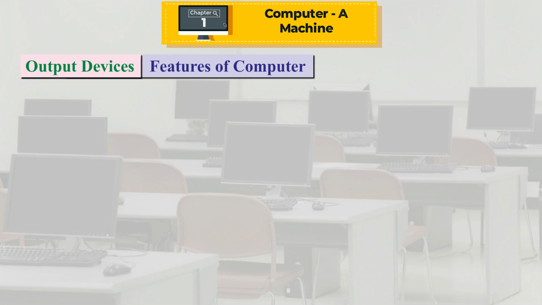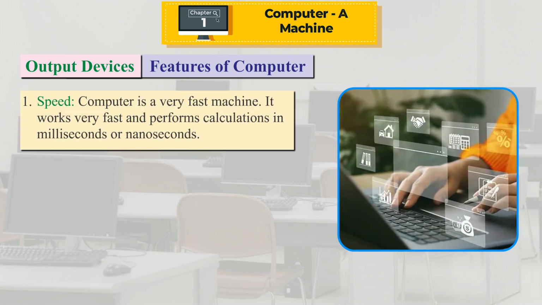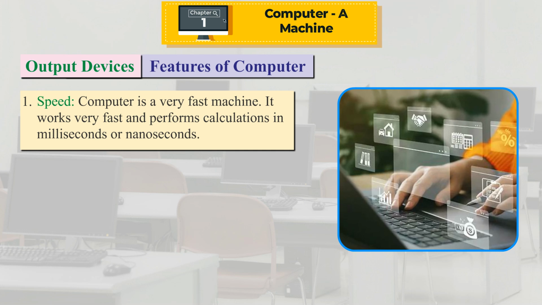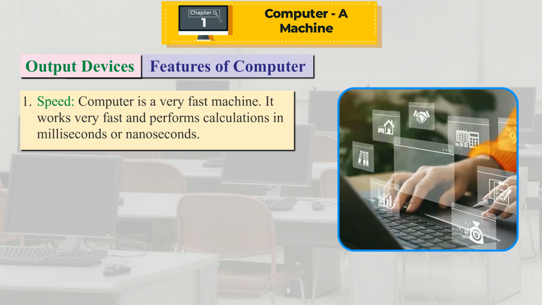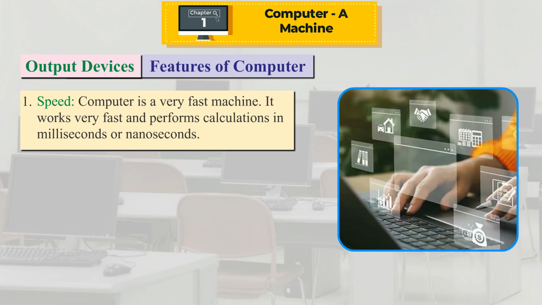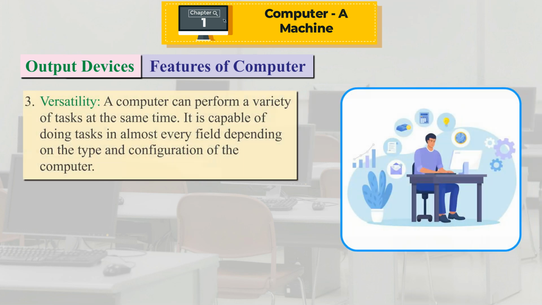Features of computer. 1. Speed. Computer is a very fast machine. It works very fast and performs calculations in milliseconds or nanoseconds. 2. Accuracy. A computer always produces an accurate result. If you find any mistake, it may be from your side.